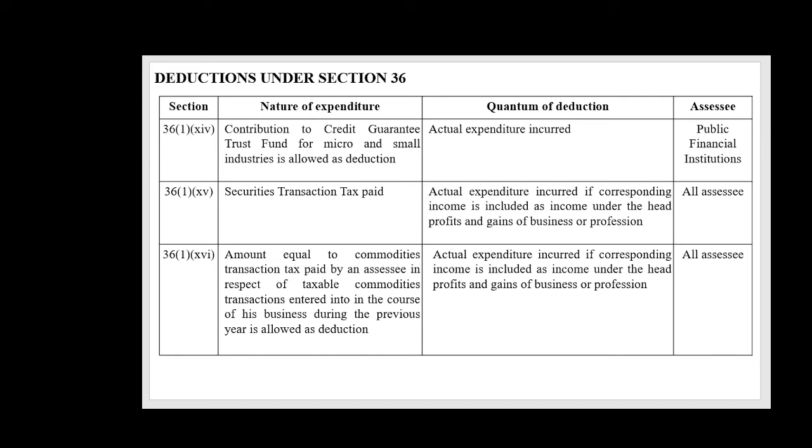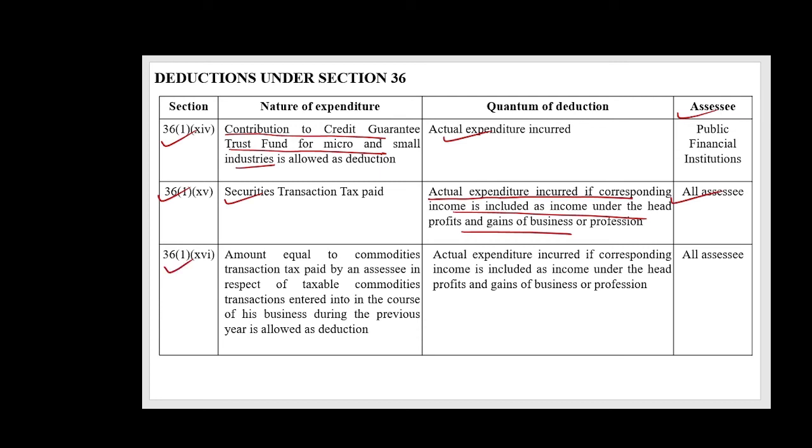Then moving ahead to the next deduction, that is deduction under section 36 subsection 1 subsection 14. Now this speaks about contribution to credit guarantee trust fund for micro and small industries. Actual expenditure incurred is the quantum of deduction and it is available to public financial institutions. Then section 36 subsection 1 subsection 15 is in relation to securities transaction tax paid. The quantum of deduction is actual expenditure incurred if the corresponding income is included as income under the head profits and gains of business or profession. This deduction is available to all assessees.